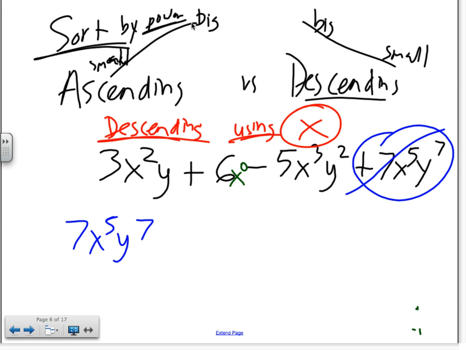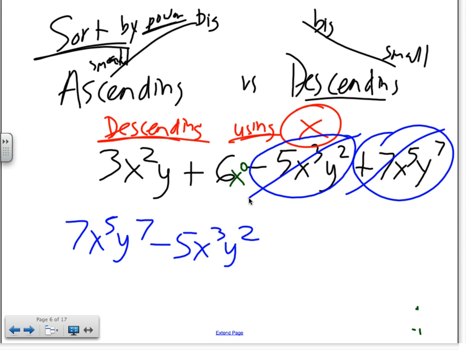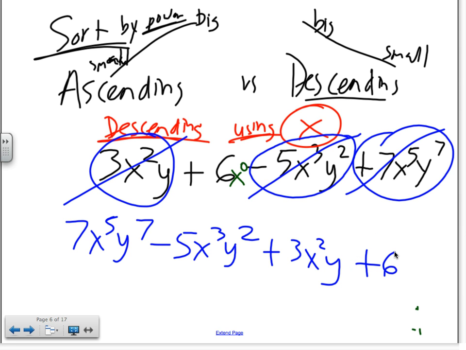X cubed. Once again, when I circle, I don't just circle the 5, I circle the negative in front of that as well. So when I put it here, it's going to be negative 5, x to the third, y squared. Done. Next. Okay, this one, right? 3x to the second, so I'm going to go ahead and write that. 3x to the second y. Done. Last but not least, plus 6, and here I don't need to write x to the 0. It's just a filler. I know it's there, but it's written like that. And that's how we sort in descending order. 5, 3, 2, none. See it?